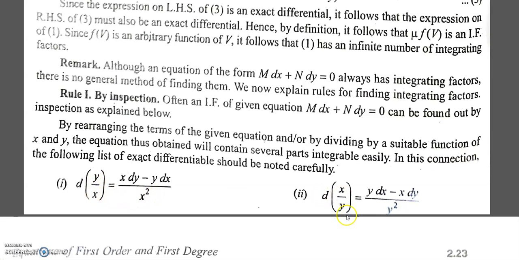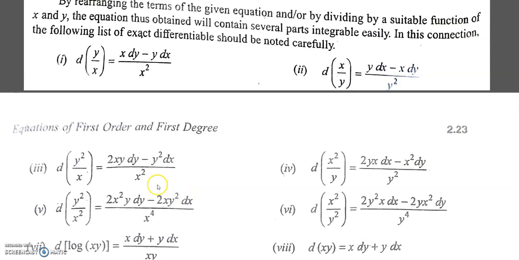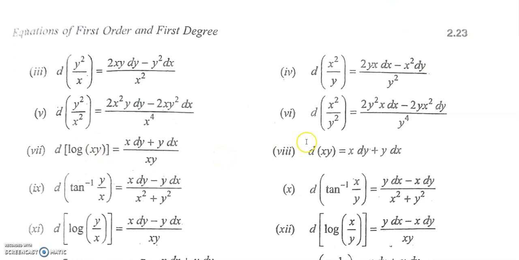Similarly, we can write d of x by y, that means y dx minus x dy by y square. Similarly, d of y square by x: x square is below, and x times the derivative of y square means 2y dy, minus y square times the derivative of x, dx. Similarly d of x square by y: y square below, 2x y dx minus x square dy. So just remember all these things.